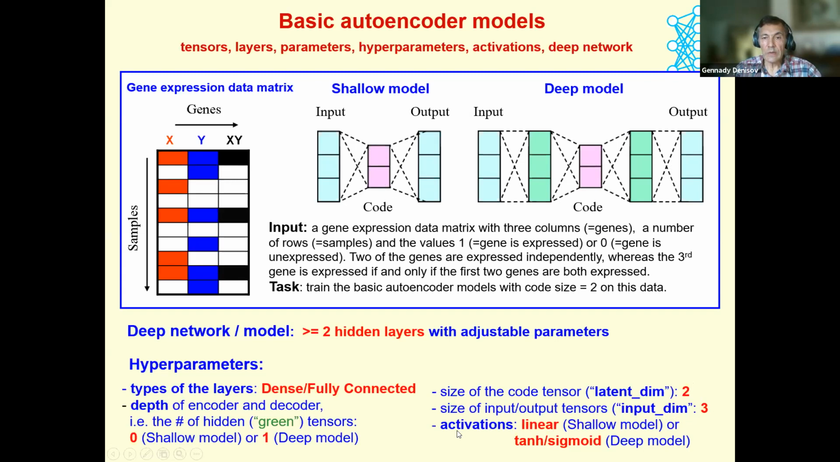And the activations. We will talk in more detail about activations in the next slide, but for the shallow model, we assume linear activations. And for the deep model, some of the activations will be tangent, that would be nonlinear, hyperbolic tangent or sigmoid. Any questions so far?